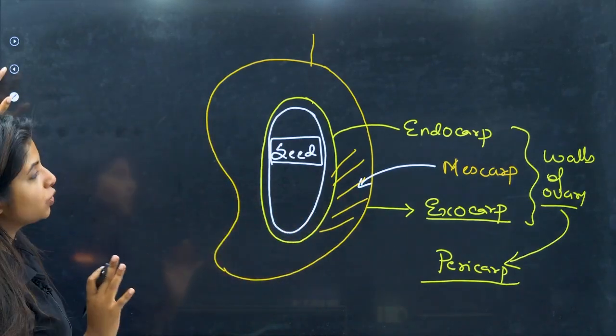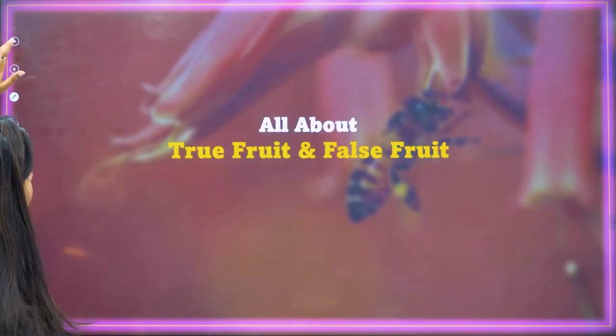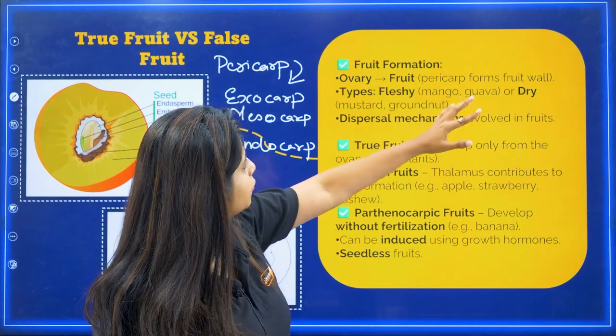Cool? Now I'm going ahead. If you want to take a picture of this, you can, because this is an additional slide. Okay. So where are we? We are here. So fruit, pericarp forms the, okay.